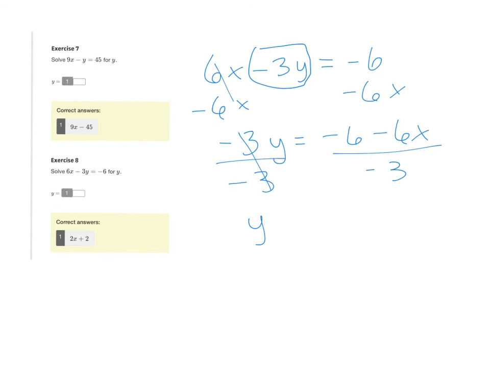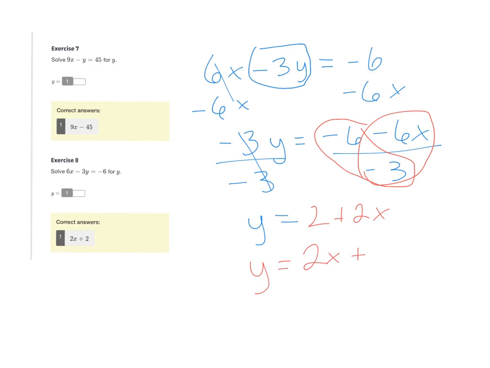So over here I get y equals, and we're going to do the butterfly method on this side. Negative 6 divided by negative 3. A negative divided by a negative is a positive. So I get 2. And then we've got negative 6x divided by negative 3. That's going to be positive 2x. The other way that you can write it is y equals 2x plus 2. And once again, Big Ideas should have accepted either one of these.